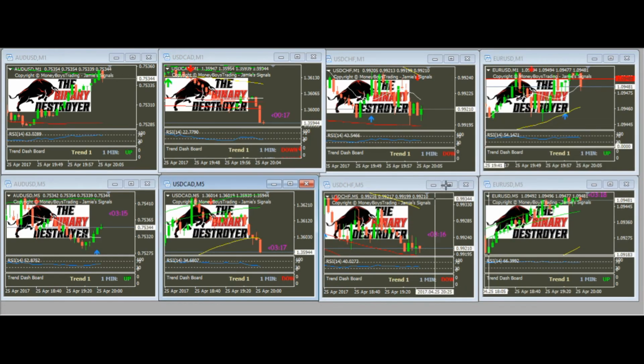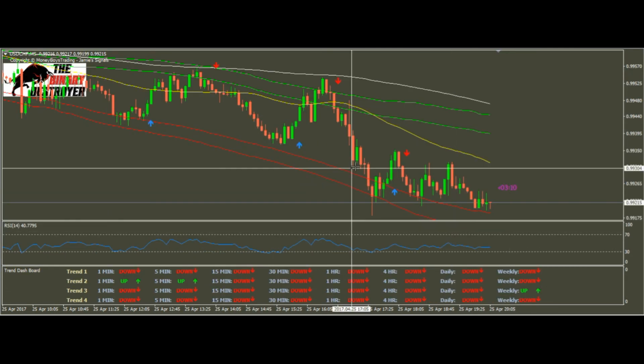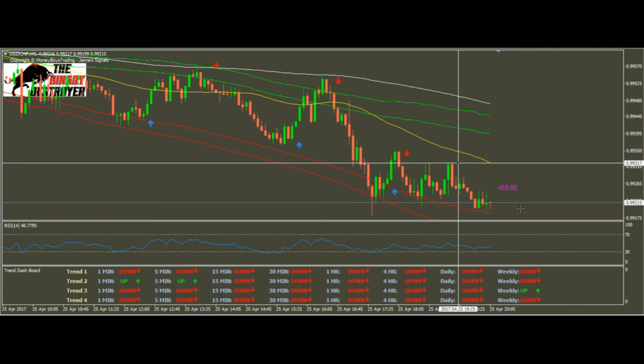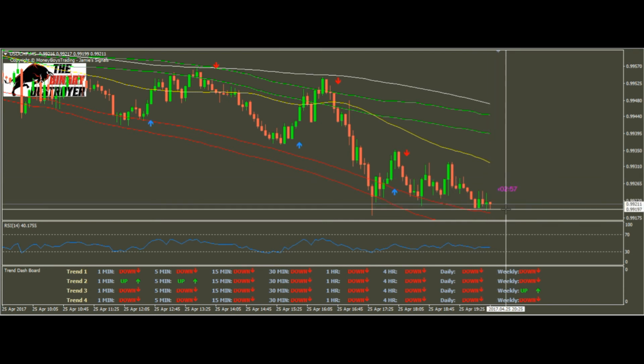But USD CHF looks like a good setup, because on the 5 minute chart, it came into the area, bounced up, came back into the area, bounced up, and now it's come back into the area. And if you can see the line where my cursor is, it's not really gone anywhere in the past hour. It's just stuck in this area here.